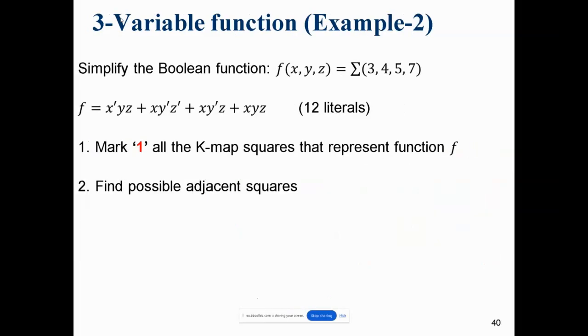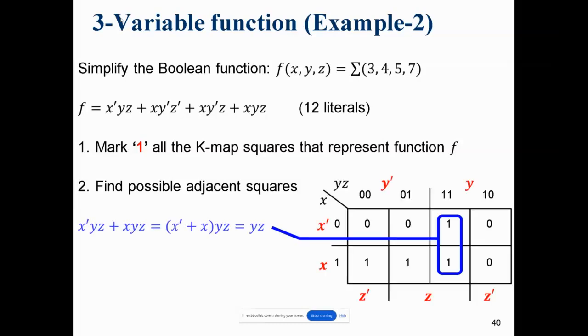Okay, now we have another function, a function of 3 variables. It consists of 4 minterms, each minterm appearing 4 times. Function of 3, 4 multiplied by 3, 12. We mark the 1s and all the possible adjacent ones. Can you see here now? Again, we also do the algebraic manipulation here.